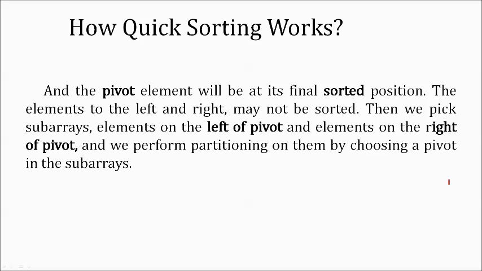So how does quick sorting work? The pivot element will be at its final sorted position. The elements to the left and right may not be sorted. Then we pick sub-arrays: elements on the left of the pivot and elements on the right of the pivot. And we perform partitioning on them by choosing a pivot in the sub-arrays. So again, you have to pick a pivot.